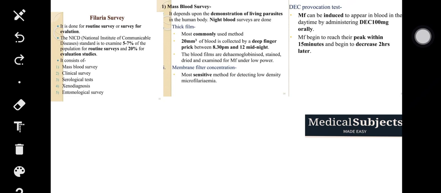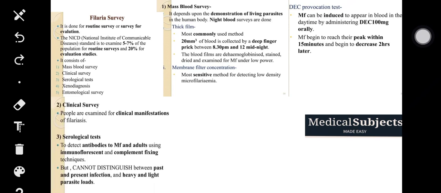So to bring them in the morning, we need to give 100 milligrams of DEC, diethylcarbamazine. In the daytime, it brings the microfilaria. Within 15 minutes, they come to the bloodstream, and then blood can be collected at that time. From 15 minutes to 2 hours, they are in the bloodstream, and again they go back to the lymphatic system.